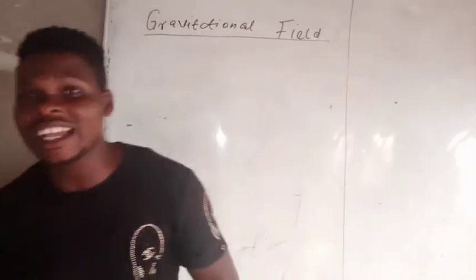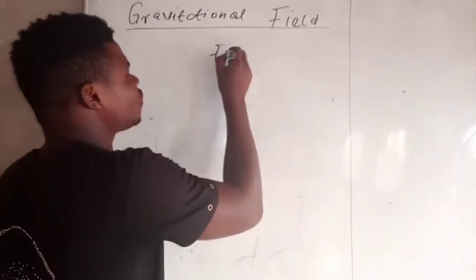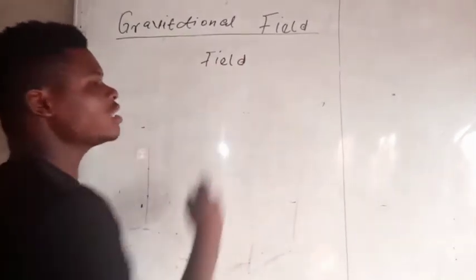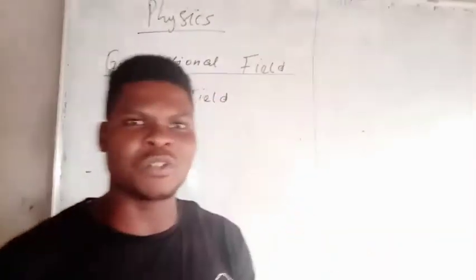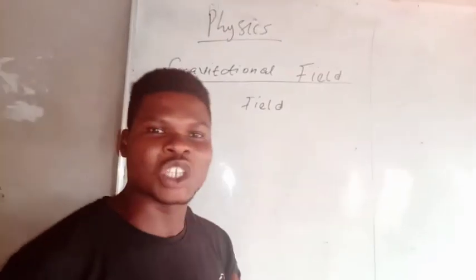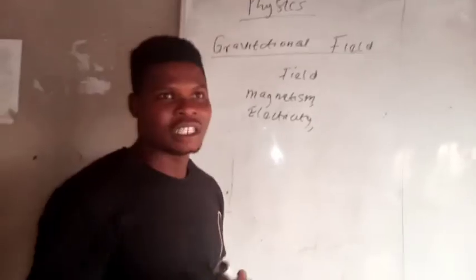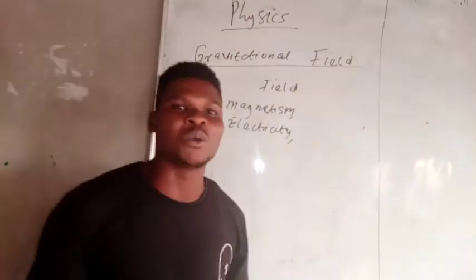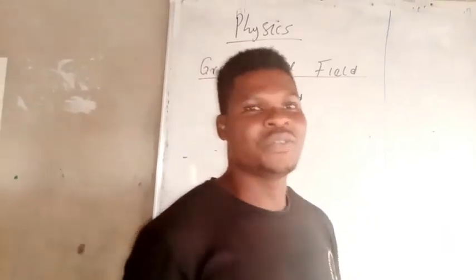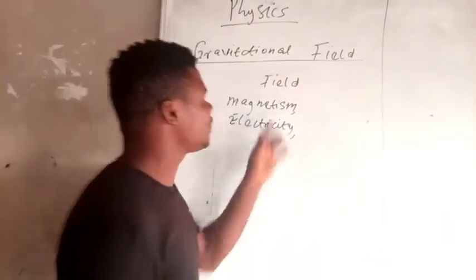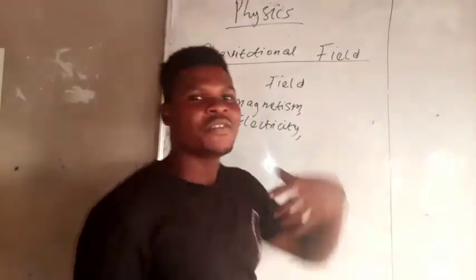Now, let us define gravitational field. But before that, I would like us to look at the meaning of field. A field is a region or space under the influence of physical agencies such as gravitation, magnetism, and electricity. We have different types of field: the electric field, the magnetic field, and the gravitational field.